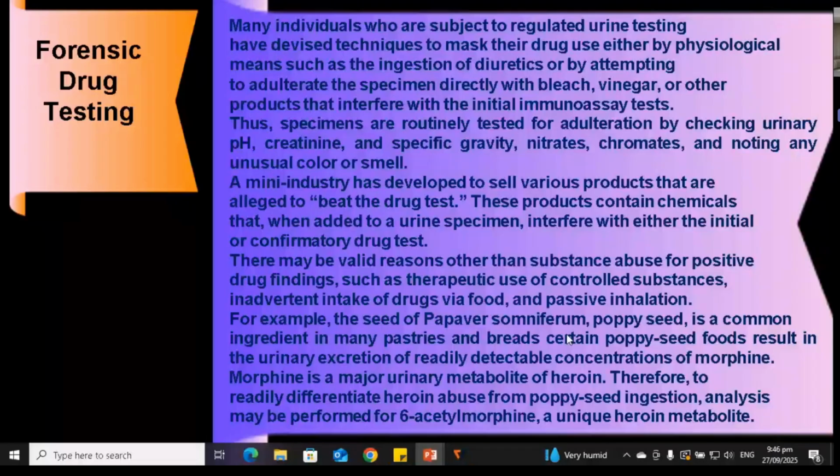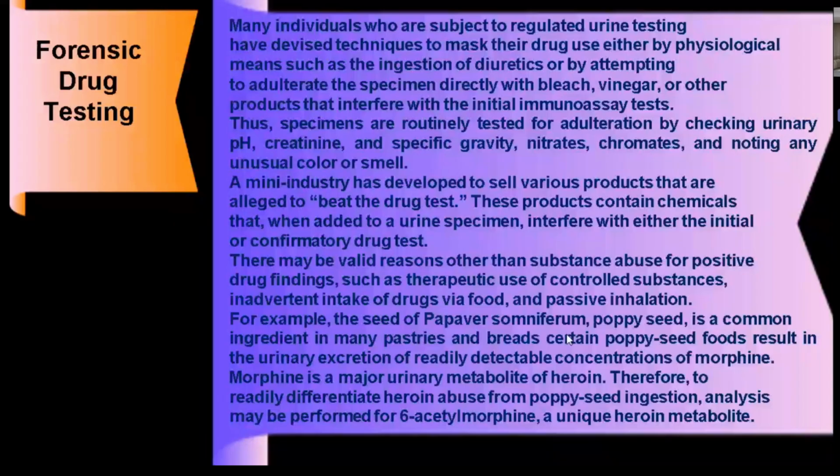Many times, due to our normal food habits, we can also get some metabolites. A metabolite of heroin is also morphine, but by taking our normal food we can also get morphine in our urine. So many times it is very difficult to differentiate whether it is heroin abuse or normal poppy seed ingestion. So analysis we should do for that particular drug which we are suspecting. If we are suspecting heroin, we should search for that particular heroin metabolite so that we can rule out normal poppy seed ingestion, and this is the heroin metabolite.